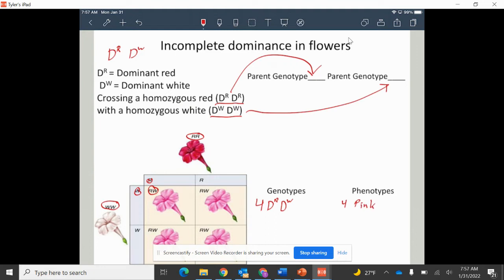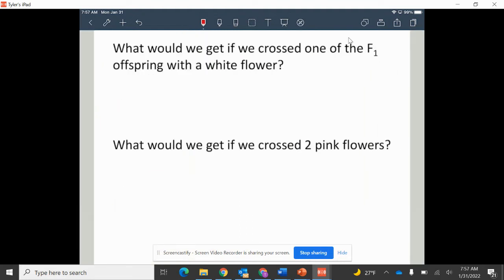pink. Okay, let's try another one here. So what would we get if we cross one of the F1 offspring? Basically, if we just took one of those pink flowers we just got and crossed it with a white flower, well, we would get a Punnett square that looks something like this.